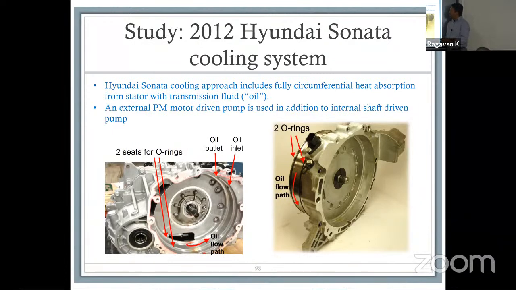This is for the 2012 Hyundai Sonata cooling system. We have an external PM motor that's driven by a pump, which is used in addition to an internal shaft-driven pump. So idea-wise, a different way. So here are the cooling flow paths. It goes from the outside. There's an inlet and outlet connected to the shaft or to the housing. It allows your heat to be extracted from the motor.